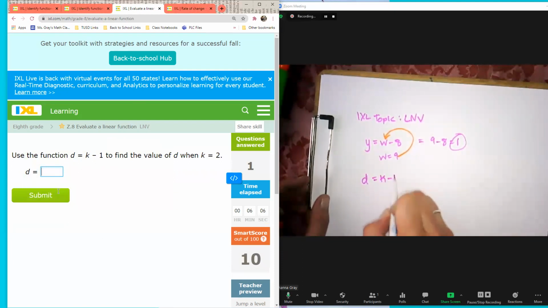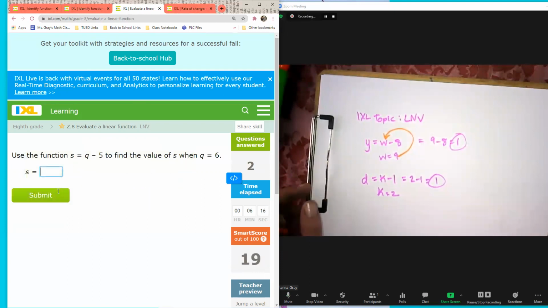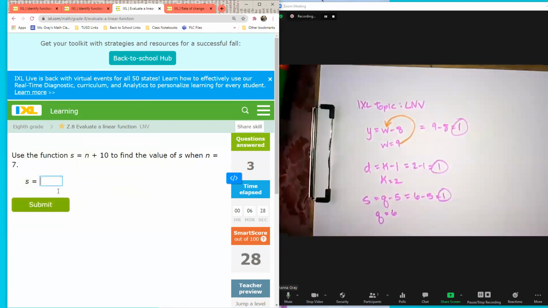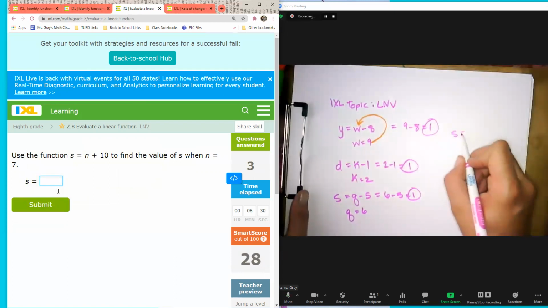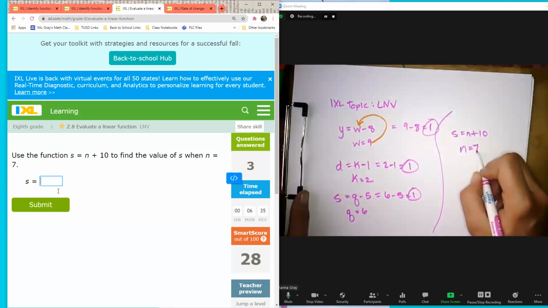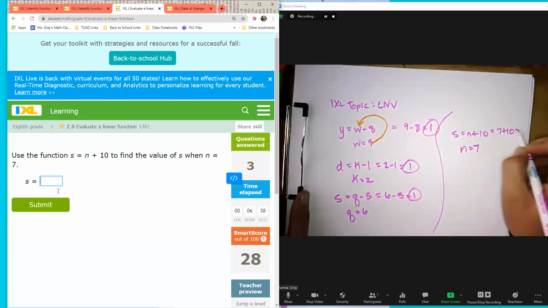D equals k minus 1. And since k is 2, I'm going to plug in 2 minus 1, which gives me 1. S equals q minus 5, and q is going to be 6. So 6 minus 5 equals 1 again. That's crazy. S equals n plus 10. N equals 7. So this is 7 plus 10 equals, okay, 17.